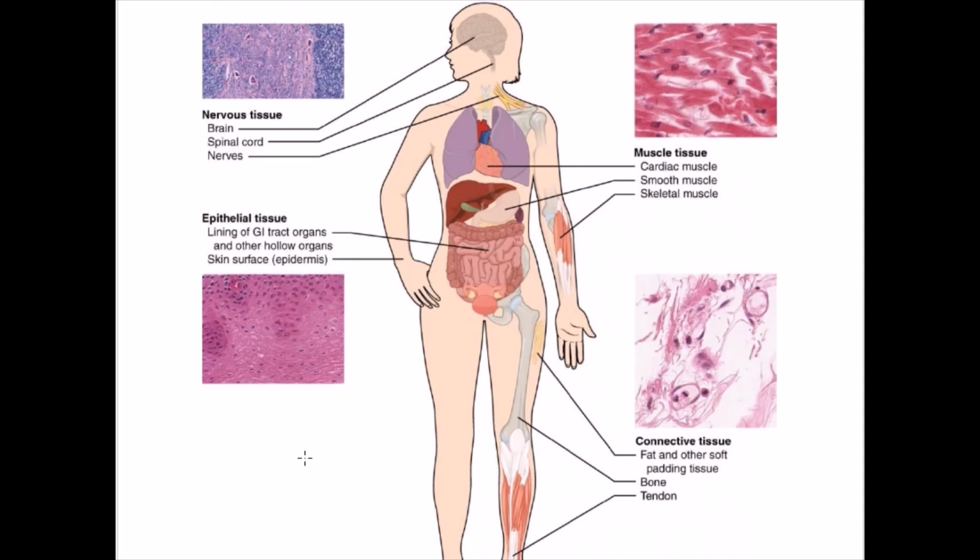So this is also a pictorial of just those tissues that I have said, together with their histological images. We've talked about the nervous tissue that will involve the brain, spinal cord, and the nerves. We've talked about epithelial tissue that lines the GI tract and other organs, and also it forms the surface of our skin, that's the epidermis. Muscle tissue, like the cardiac muscle, the smooth muscle, the skeletal muscle, and then connective tissue that will include fat and other soft padding tissues, bone, cartilage, tendons, among others.